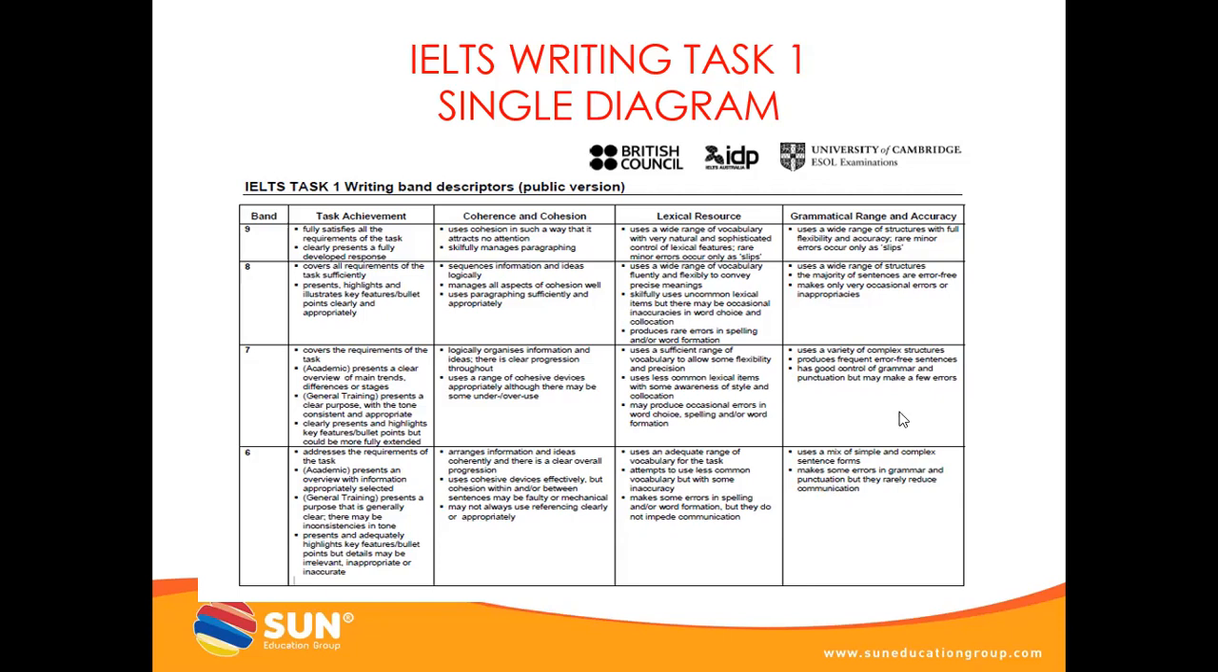And in terms of grammar, you use a variety of complex structures. What is complex structure? I will explain later. And you also combine it with simple structures. And you produce frequently error-free sentences. So there are mistakes, but not many. And you have good control of grammar and punctuation, but may make a few errors. It means you know when to use simple present tense, you know when to use past tense, you know when to use present perfect. Is it okay if you only use simple present from start till the end? Acceptable, but I don't think you'll get 7 anyway, if you only use simple present tense from start until the end.